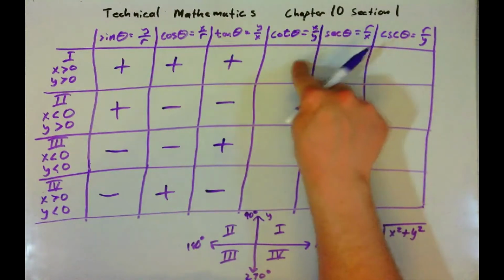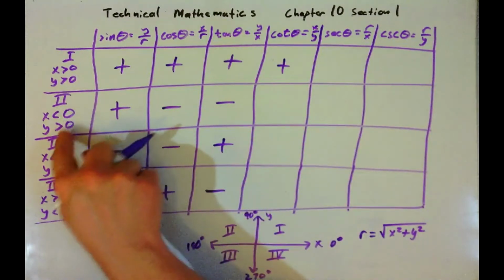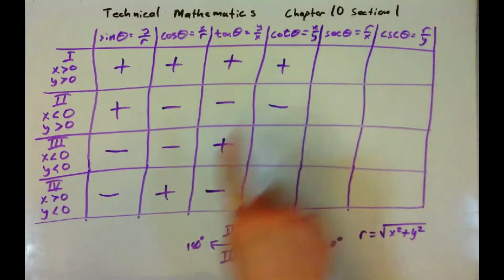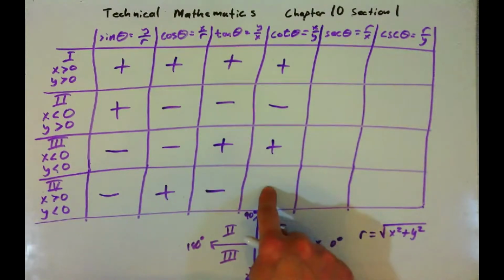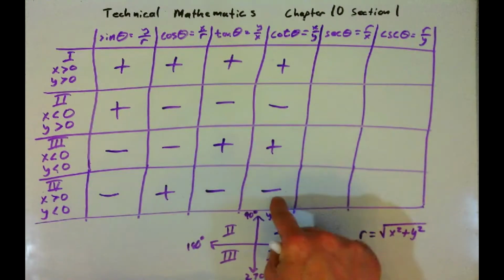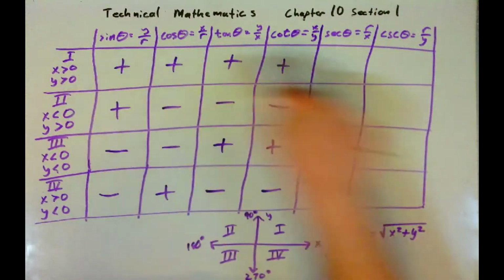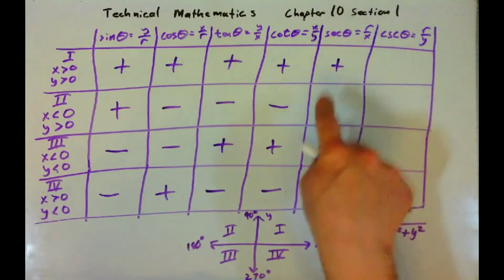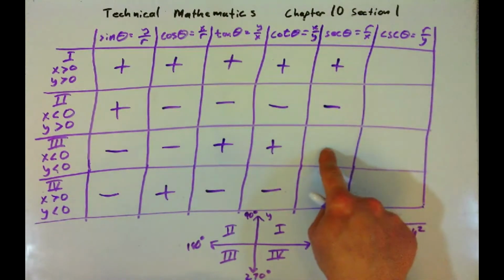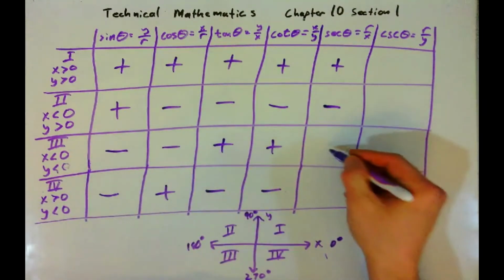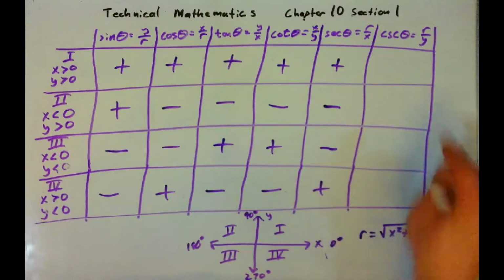Now the cotangent is x divided by y. If x and y are both positives, we get a positive. If x is negative but y is positive, we'll get a negative. If x and y are both negatives, we will get a positive. And if x is positive and y is negative, we will get a negative. And so for secant, r is always positive, and x is positive in the first quadrant, that's a positive. X is negative, though, in the second quadrant, that'll give us a negative. And x is still negative in the third quadrant, so we'll get a negative. And then x is positive again in the fourth quadrant, and so we'll get a positive again.